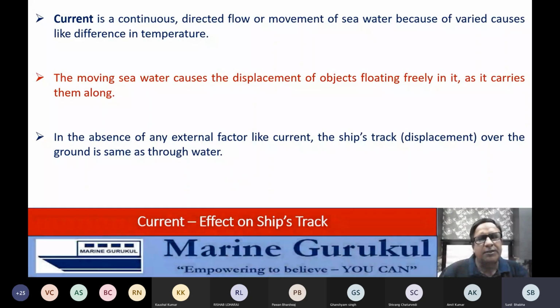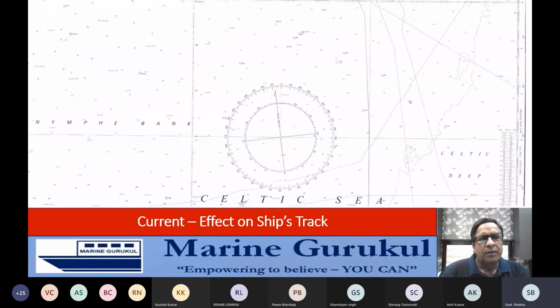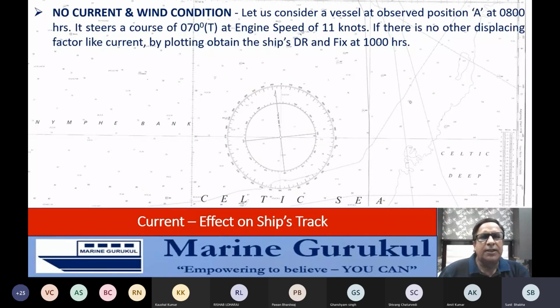So we must understand the difference between track through water and track over the ground. Let's understand this through a simple illustration. We have a vessel at position A at 0800 hours. It steers a course of 070 degrees true at an engine speed of 11 knots. There is no wind, no current, and we need to plot and obtain the DR of the vessel and the fix of the vessel at 1000 hours. So we plot the 0800 hours fix on the chart, as you can see.